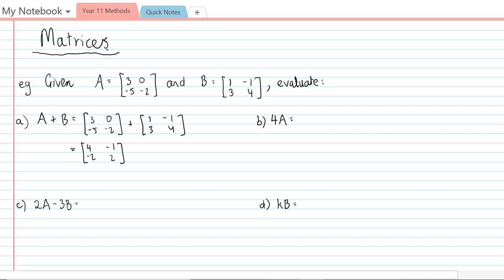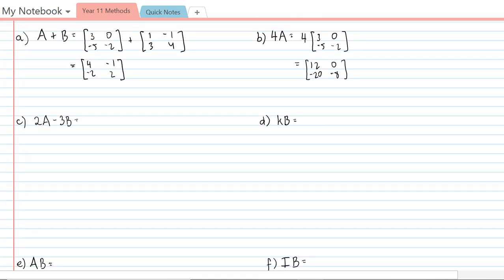To do 4A, well, that just means 4 times the matrix A, which again was 3, 0, -5 and -2. So again, hopefully not too surprising, you end up with 12, 0, -20 and -8.